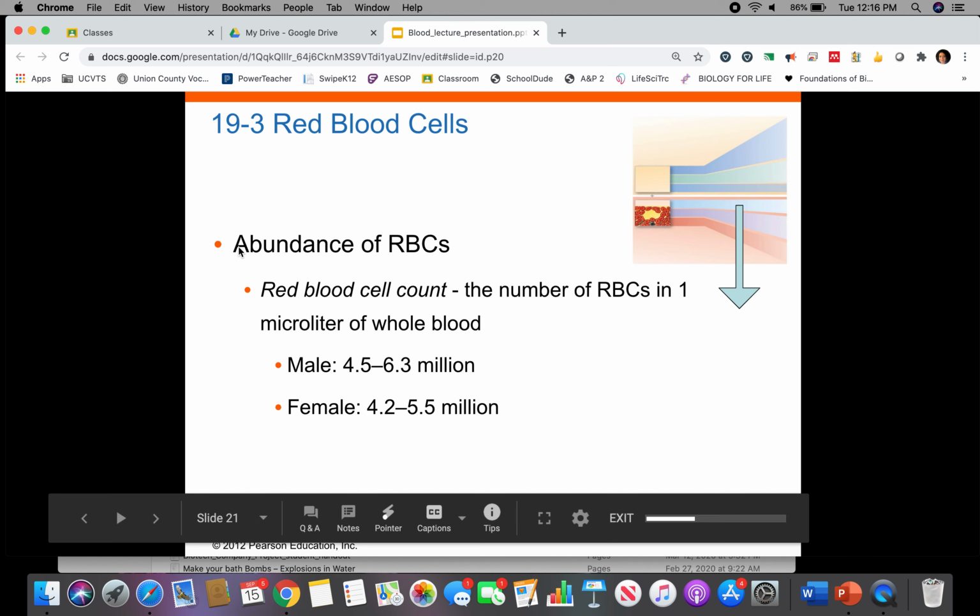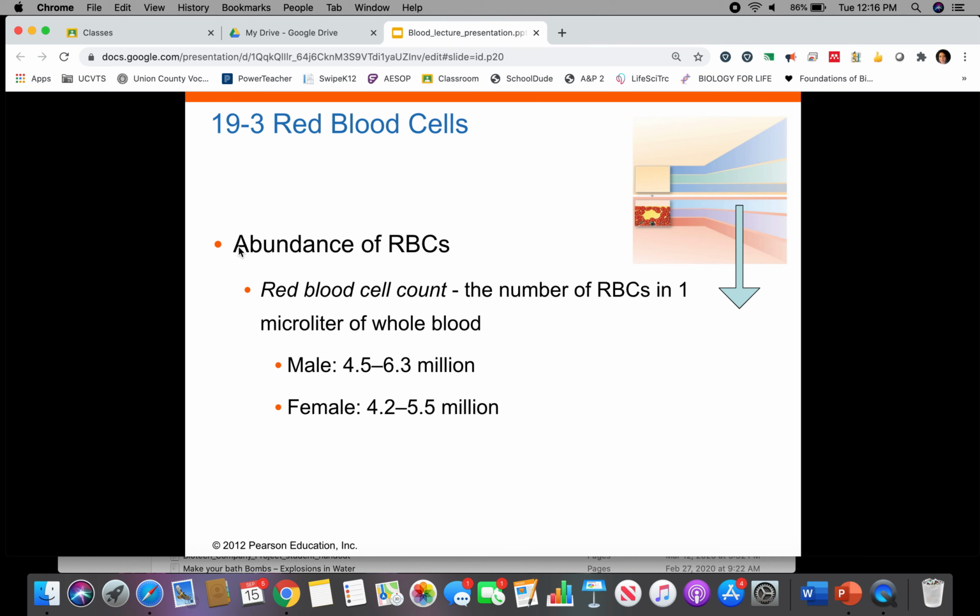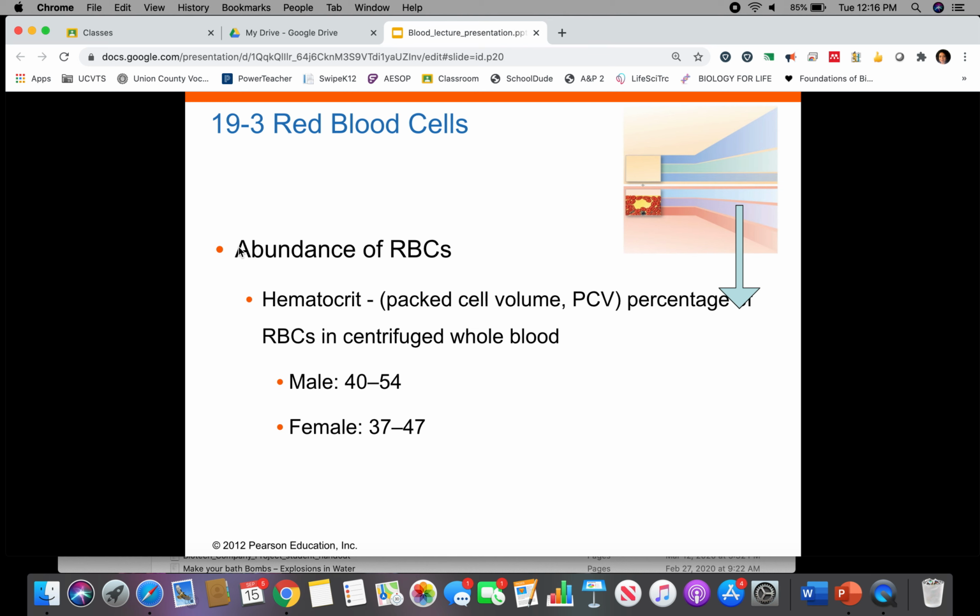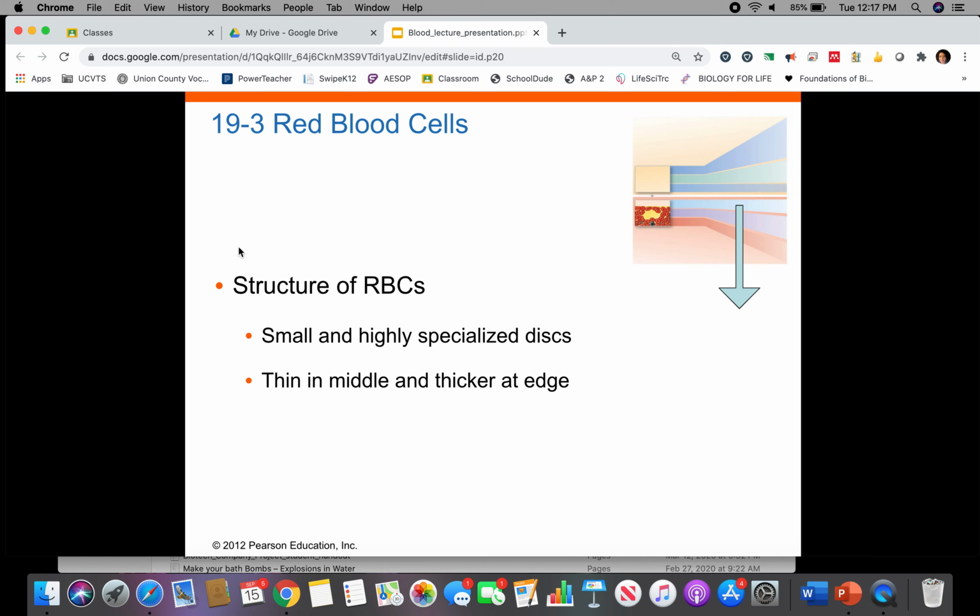All right, so for today's lesson, we're just talking about the red blood cells. Red blood cells are abundant, the most common type of the blood cells, 4.5 to 6.3 million in males and 4.2 to 5.5 million in females. And hematocrit, which is the packed cell volume of the cells which are centrifuged, males will have roughly half of it, so 50% and over, and females will have definitely less than the 50% volume by volume.